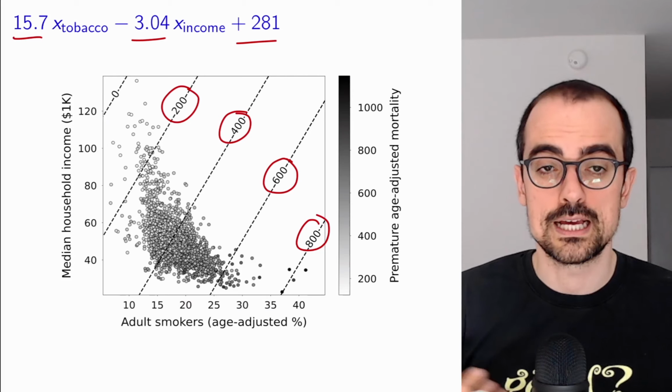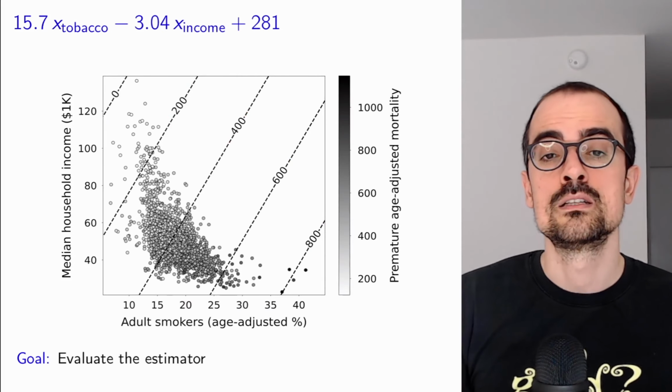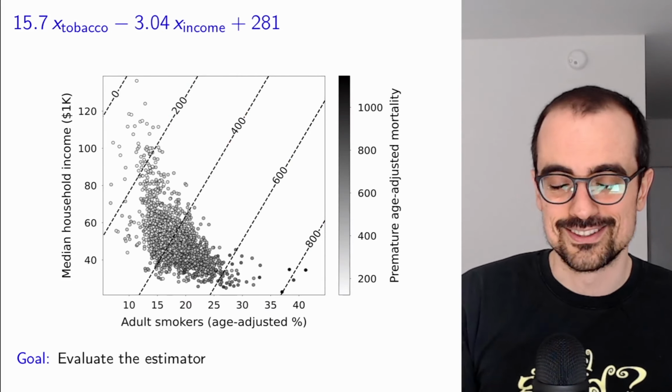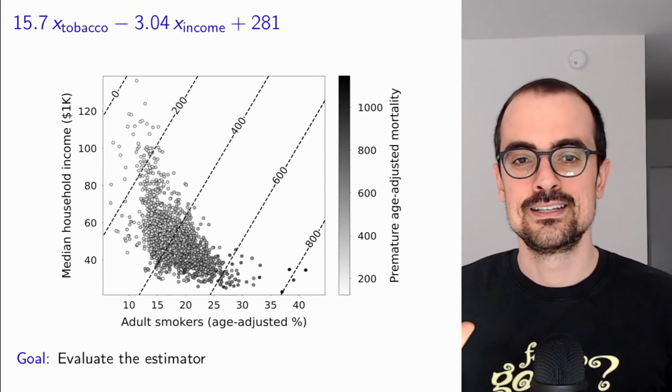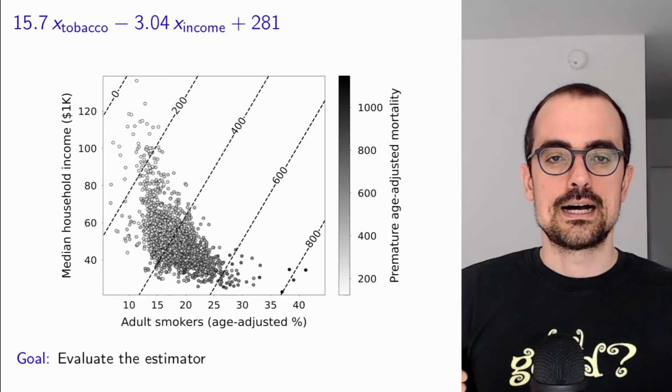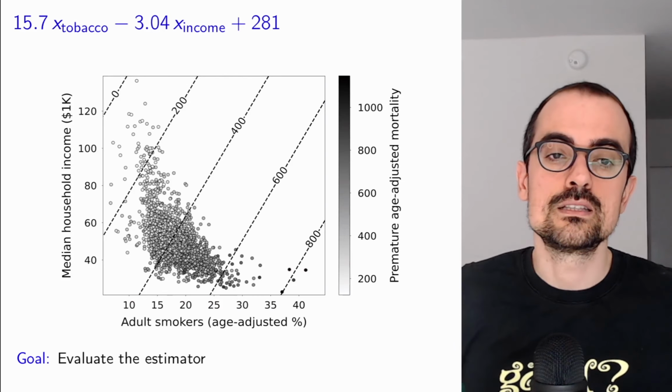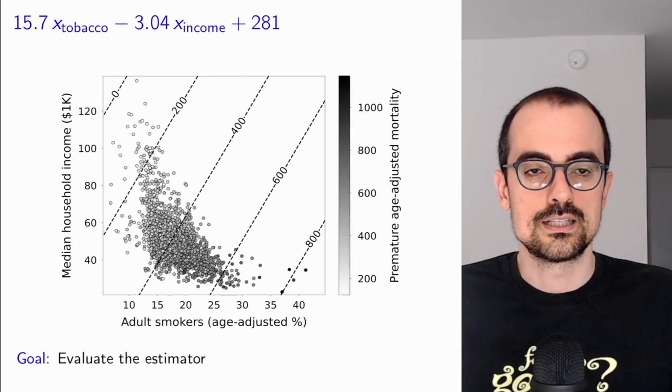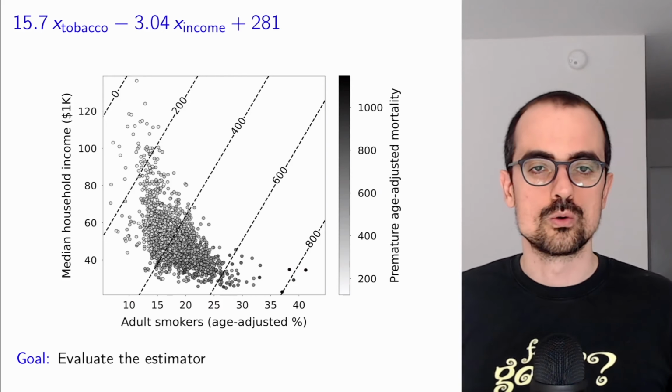Once you have a linear model like this, how do you evaluate such a linear model? How do you quantify to what extent it explains the data that we have available? That's going to be our goal.